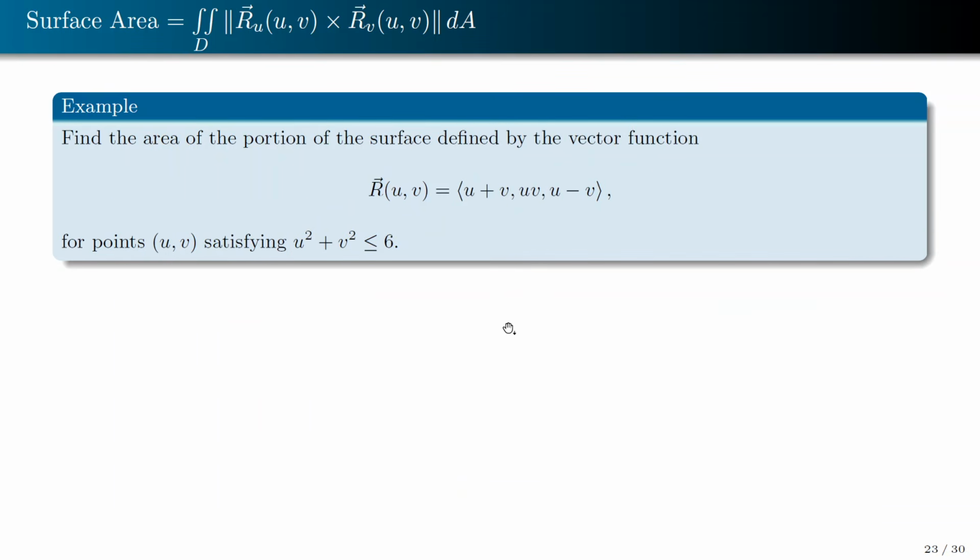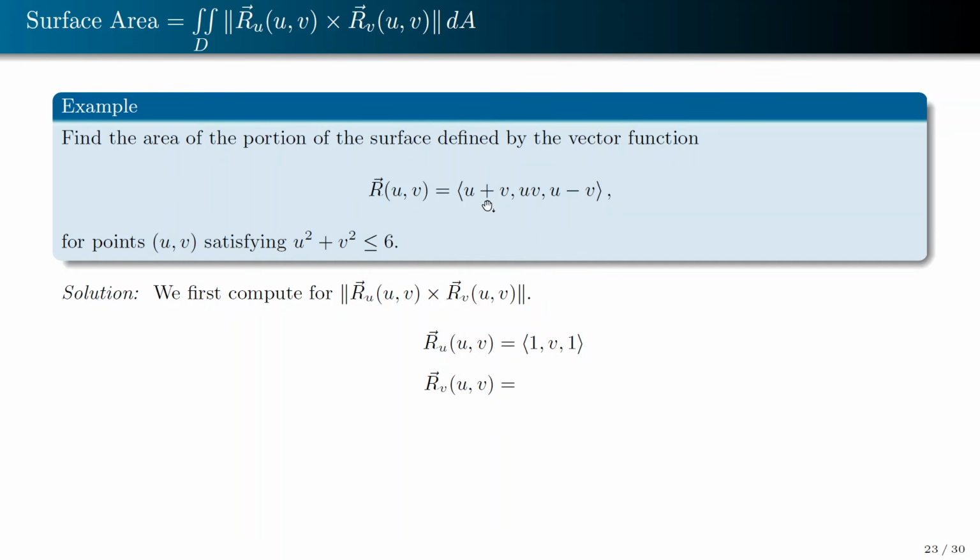Okay, next. Find the area of the portion of the surface defined by the vector function r of uv equals (u plus v, uv, u minus v) for points in uv satisfying u squared plus v squared less than or equal to 6. Okay, so again, parametric surface ang given sa atin. So, i-apply lang natin itong formula, parang sa example earlier. So, we first compute the integrand. So, start tayo sa r sub u, which is (1, v, 1), sorry. Then r sub v is (1, u, negative 1). Ayan. Tapos, kunin natin yung cross product nila.